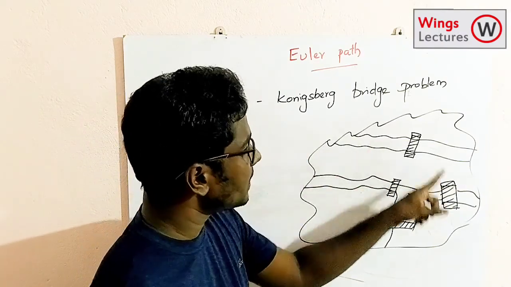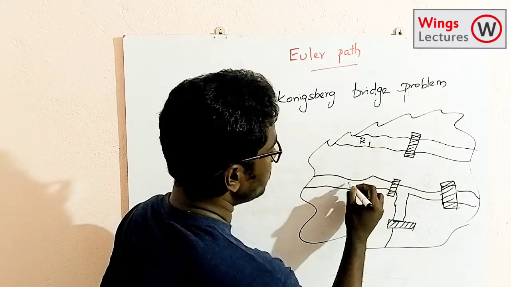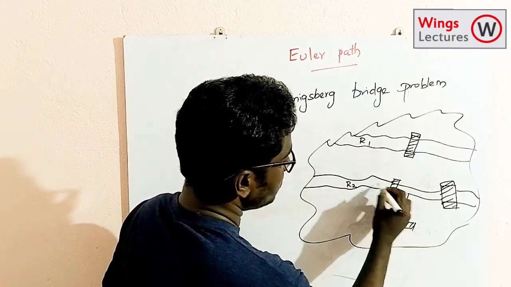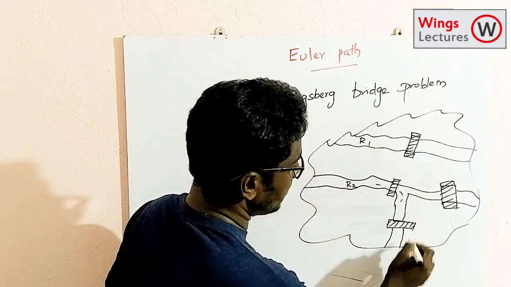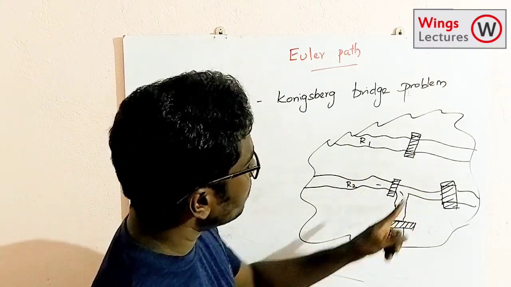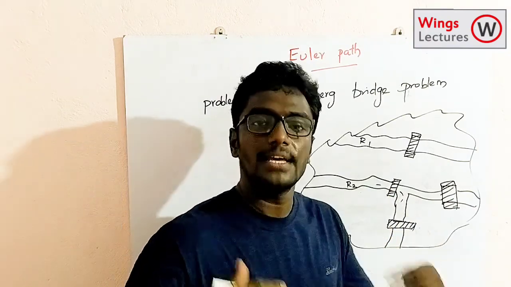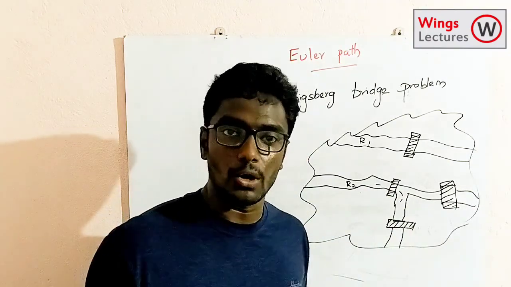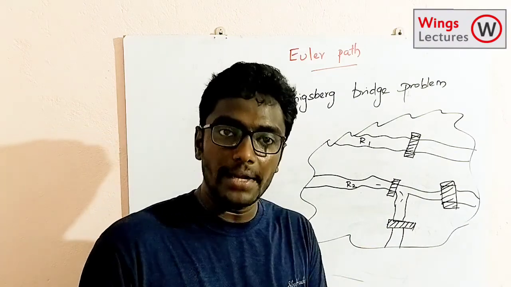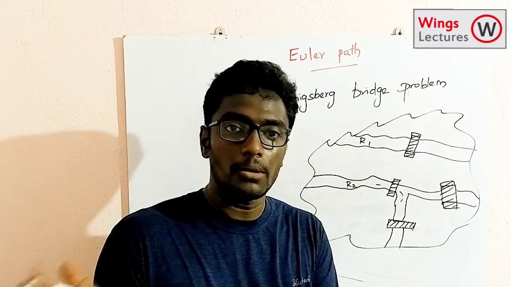See, here I have 2 rivers, right? River 1 and river 2, and it's a branch of river 2. And here I have 4 bridges. The thing is whether you have an Euler's path or not, so you are going to find out the graph from the given pictorial geographical view.